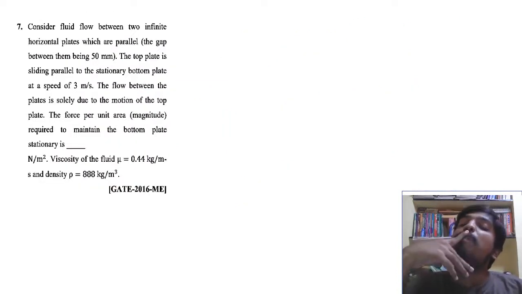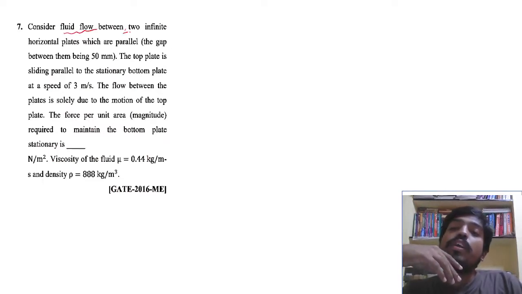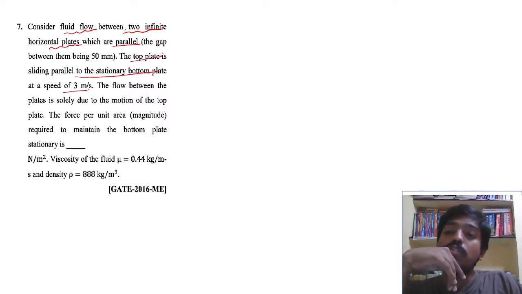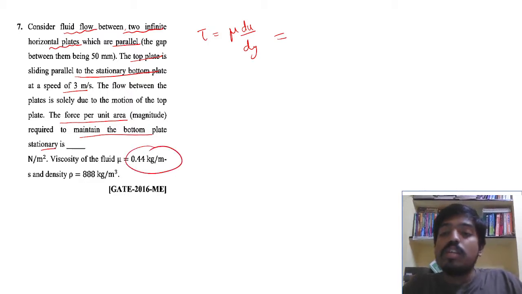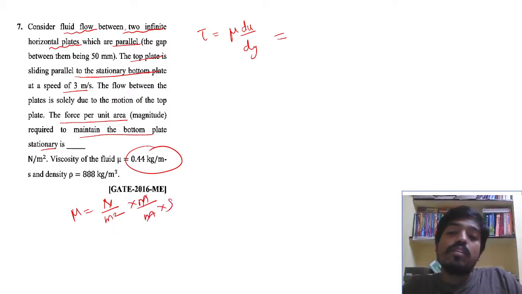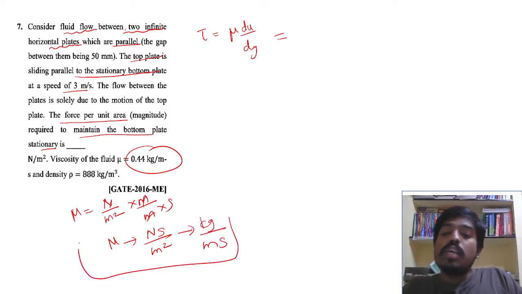Correct? Now consider the fluid flow between two infinite horizontal plates which are parallel. The top plate is sliding on the horizontal plate. The speed is given. Force per unit area to maintain the motion. So here also we are using tau is equal to mu du by dy. What is the viscosity? Viscosity is given. Remember, viscosity unit is tau in Newton per meter square multiplied by meter into second. So the viscosity has the unit Newton second divided by meter square, or kg divided by meter second. Whichever way you say it, it is the same.